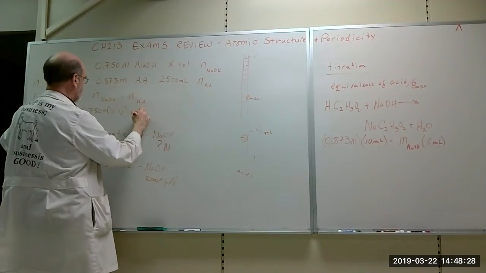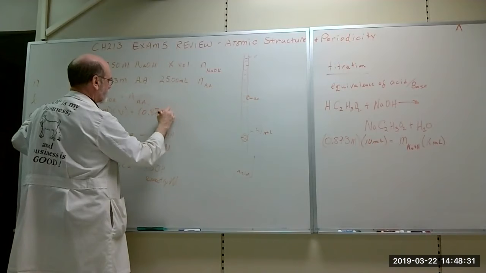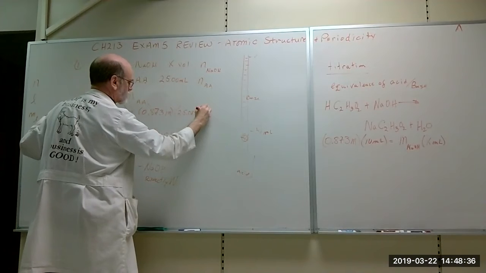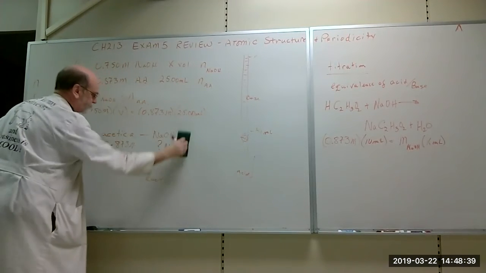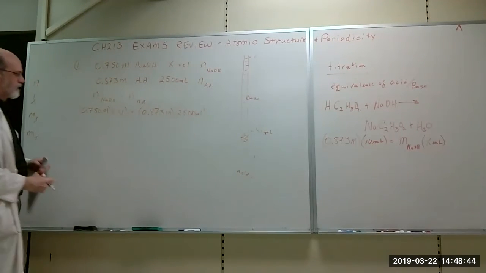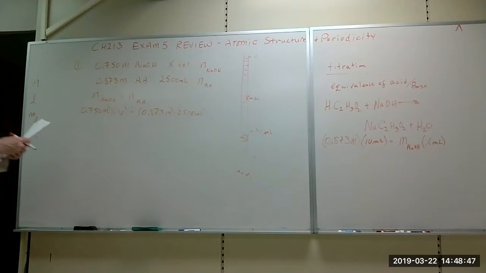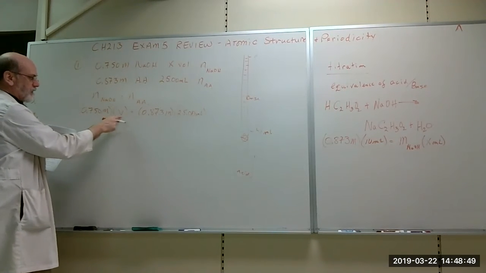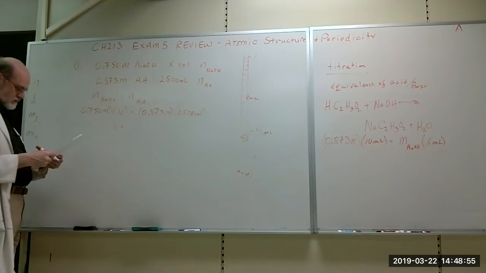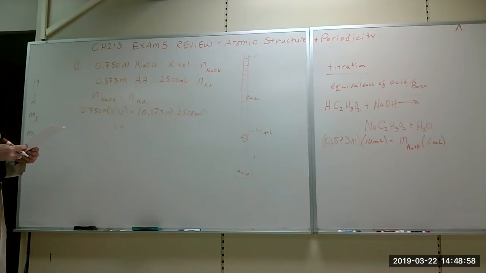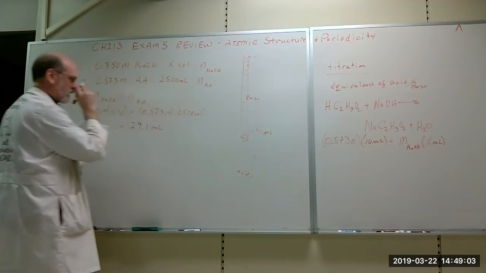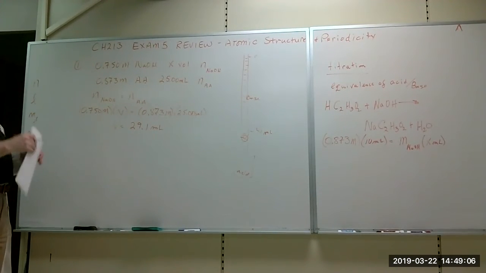And then this one is going to be 0.873 molar times 25 milliliters. Okay? So we just solve for V. That times that divided by this, which should be 29.1 milliliters of sodium hydroxide.